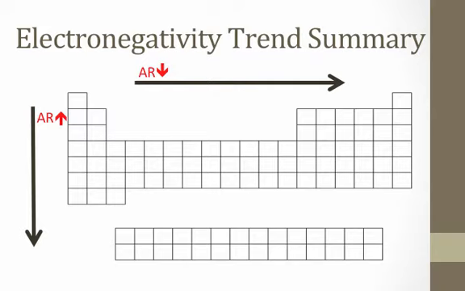Already on this picture, we see that as we go across the periodic table, atomic radius gets smaller, and as we go down the periodic table, atomic radius gets bigger. We're going to add in the new thing we just identified: as we go across the periodic table, our electronegativity gets greater, it increases, and as we go down the periodic table, our electronegativity decreases. So we've added information to our summary chart.